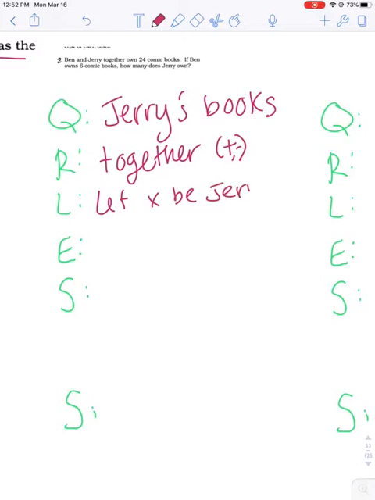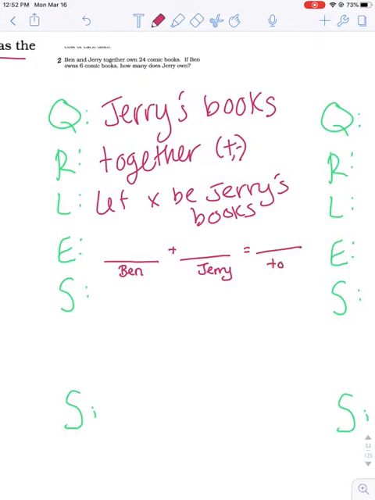Let X be Jerry's books. And then here's my equation. So I know together they own 24 books. So the framework that I'm thinking is if I do how many Ben has plus how many Jerry has, I'll get their total. Ben has 6. Jerry is X. That's what we said X was in the let statement. And together that's 24. You could also do X plus 6, either way. So 6 plus X equals 24 or X plus 6.